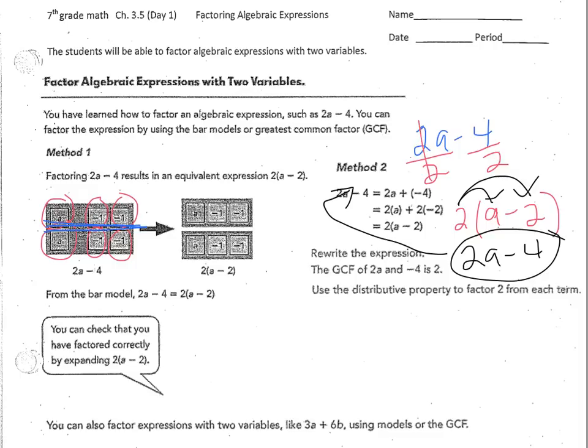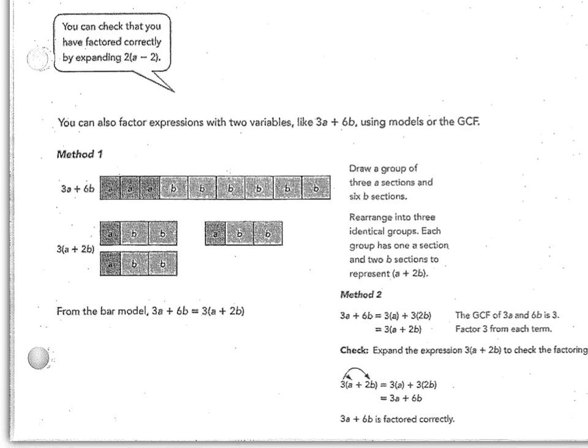Okay, so let me move this and let's go down here. Now we're doing 3a plus 6b. We have a group here, 3 a's and 6 b's, and we can break that into 3 equal groups. We took an a and 2 b's, then another a and 2 b's, and then another a and 2 b's. So what we made is 3 equal groups of a plus 2b. That's how we do it with the picture. We're breaking it up using the GCF, so the GCF is 3. There's 3 groups that are equal.